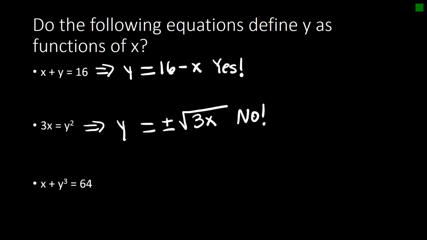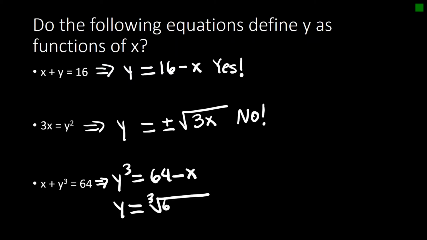And if I look at x plus y cubed equals 64, I have y cubed equals 64 minus x, or y is the cube root of 64 minus x. Now, we don't need the plus or minus here because we have an index that is odd. So if I put in here, let's say 1, I'll have the cube root of 63. And that's just one value. So I can say, yes, this represents a function.